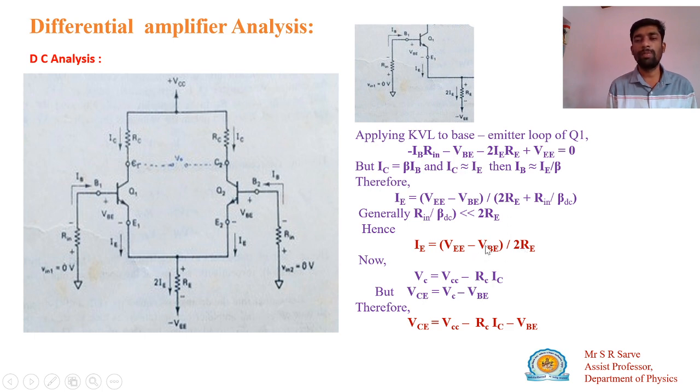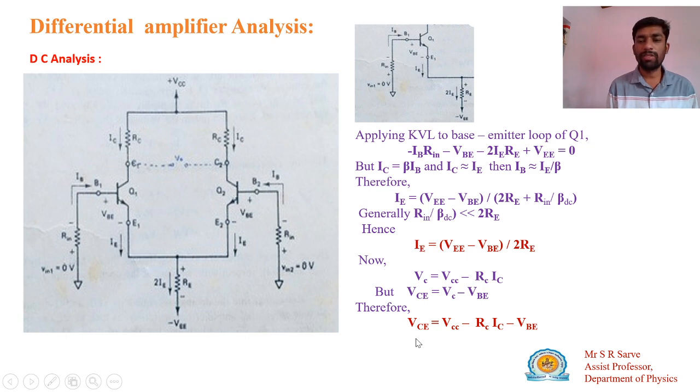So what is this VBE, the base and emitter voltage? If it is made of silicon, then it will be 0.6 volt or 0.7, and if it is germanium, then it will be 0.2 or 0.3. You can put 0.7 here also. So this is the equation for your first operating point parameter, that is IE.